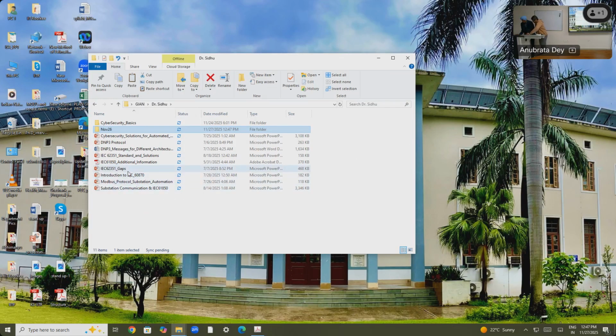No, not that one. No. IEC, DNP3, DNP protocol. No, we don't have that. Then this folder, cybersecurity basics. No, basics we will not have.